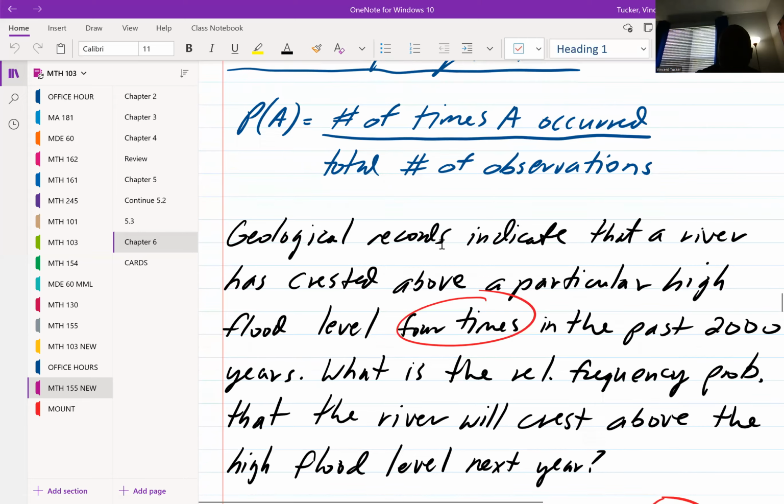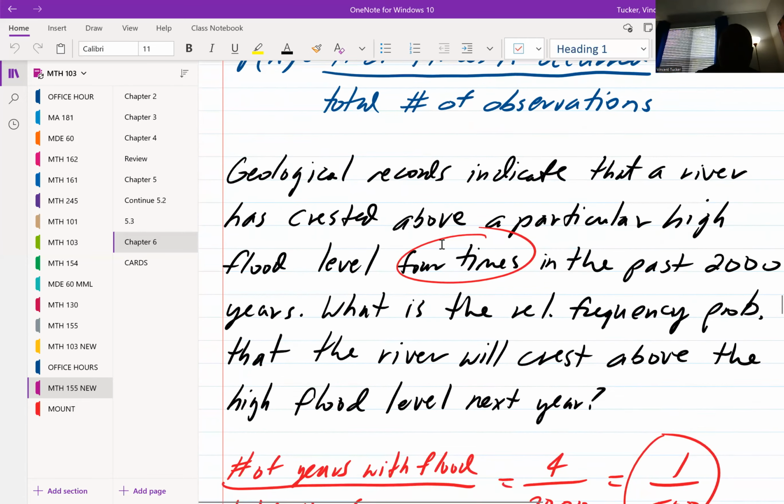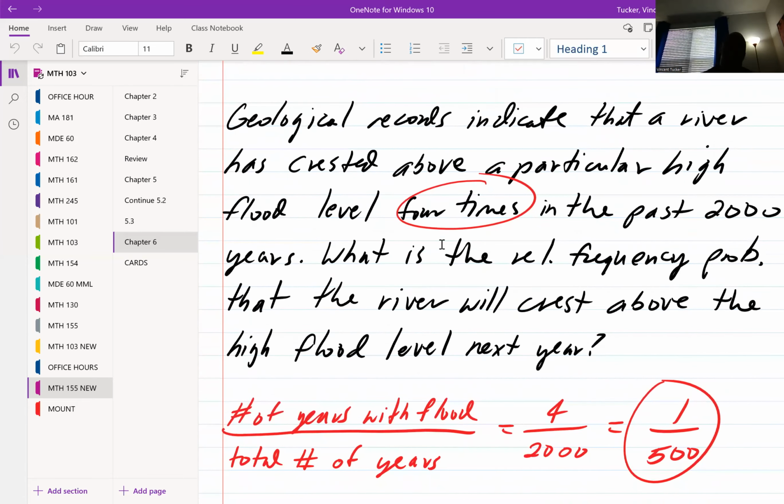All right, scrolling up. So all we're going to do is take the number of years with the flood, which was 4, and then the total number of years that we are observing, in this case 2,000. So 4 out of the 2,000 years is when it flooded. So we got a 1 out of 500 chance of catching a flood next year. And that's after you reduce both top and bottom by 4.